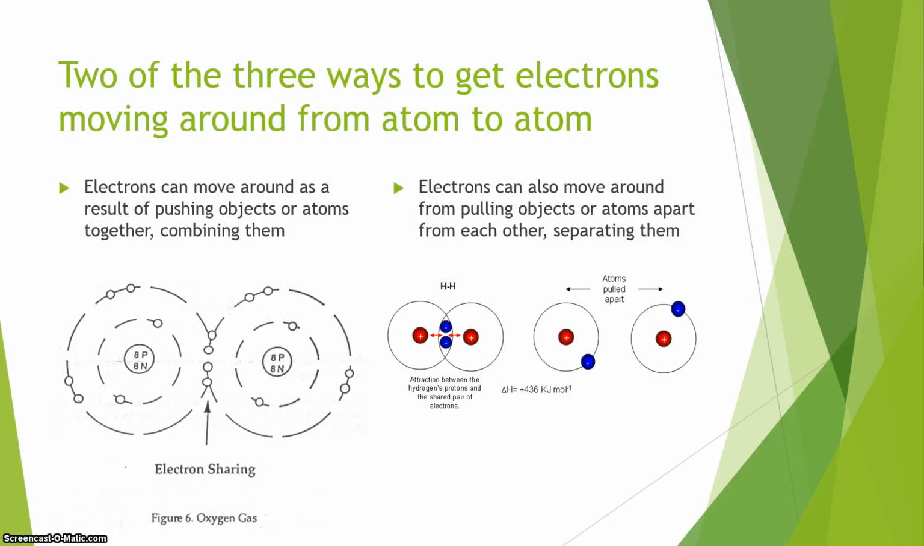These are two of the three ways to get electrons moving from atom to atom. They're not the most common, but they do involve electrons moving. So we have electrons moving around as a result of pushing atoms together, combining them, or we can have electrons moving around from pulling objects apart, separating them.